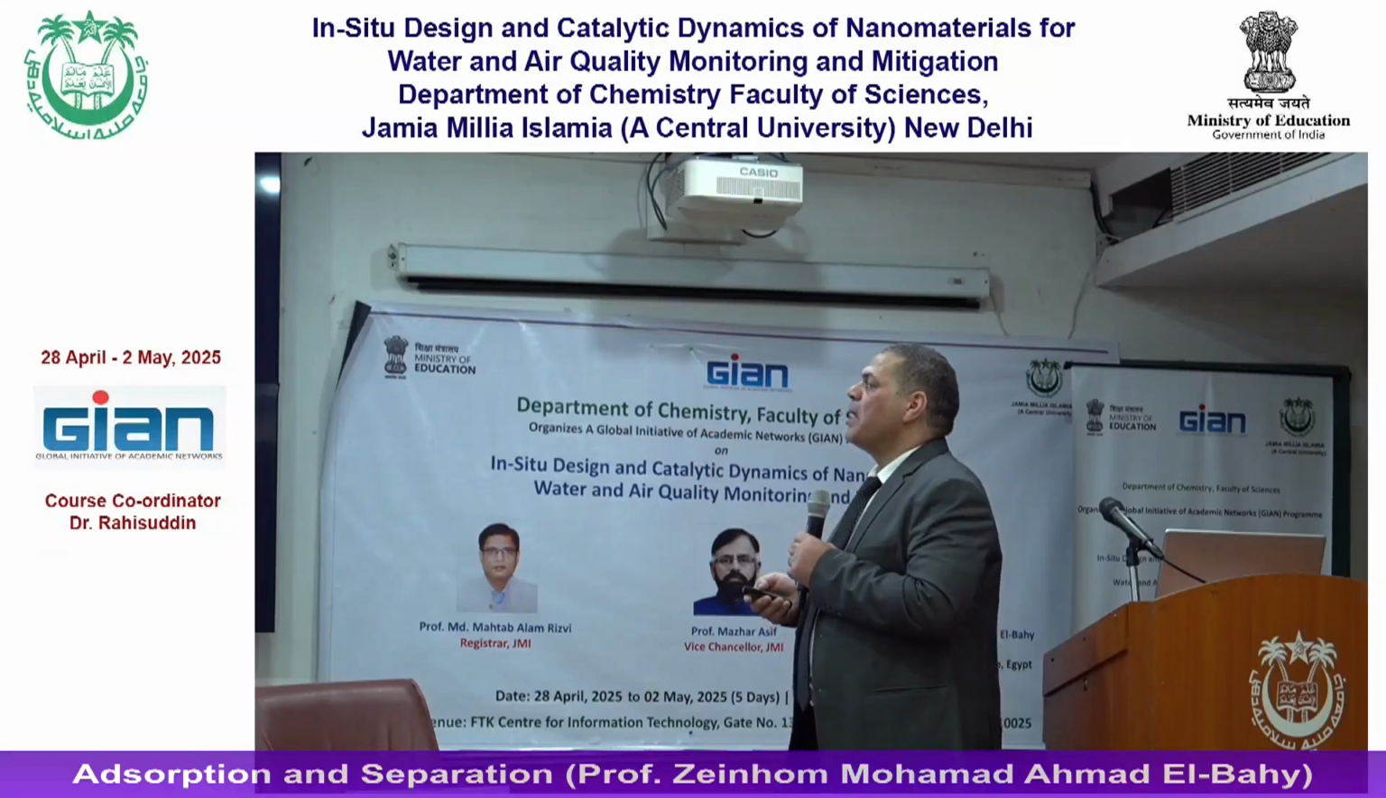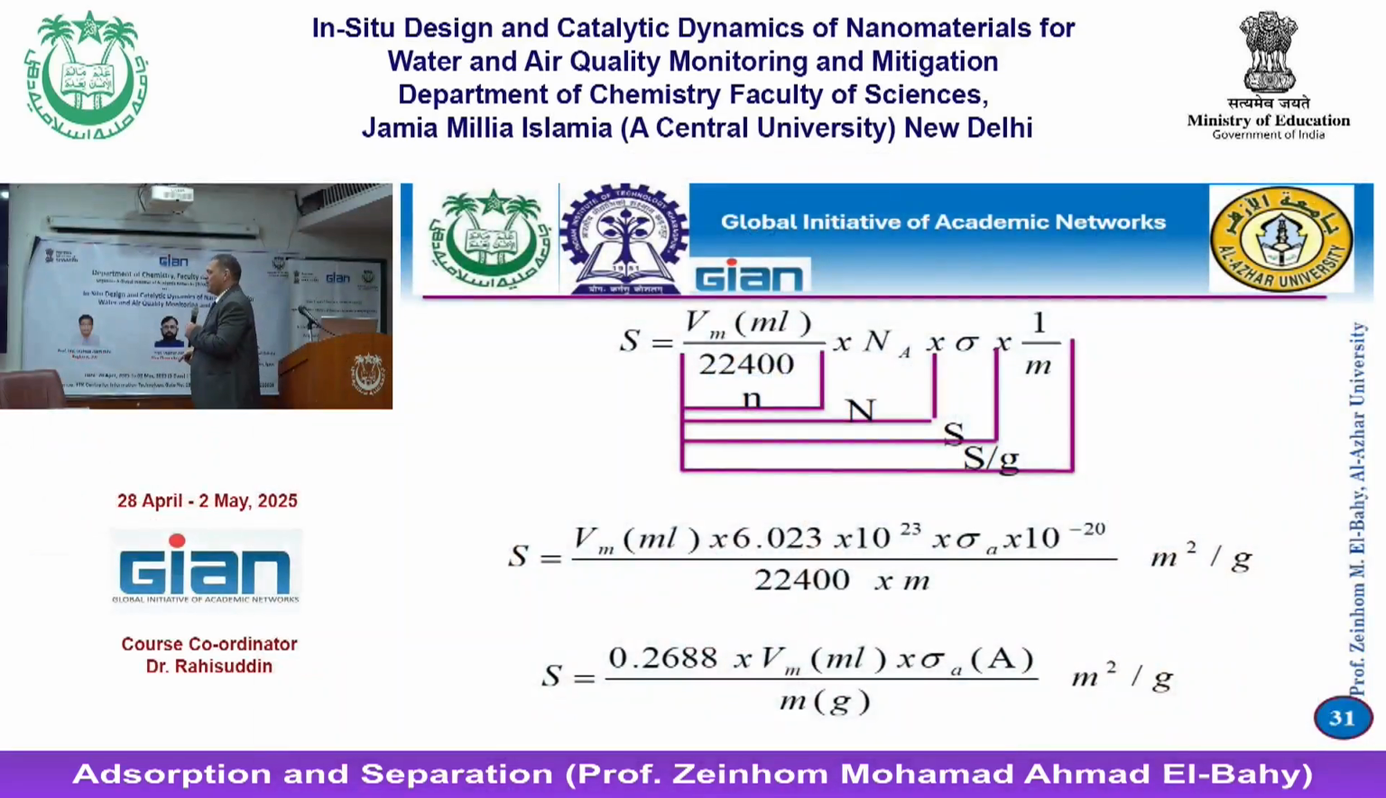If V is the volume adsorbed on the monolayer, dividing by 22,400 gives the number of moles. If we multiply the number of moles by N, Avogadro's number, it gives the number of molecules. If we multiply the number of molecules by the surface area of one molecule, it gives the total surface area. And if we divide by the weight of the solid material, it gives the specific surface area, which is the surface area per 1 gram.